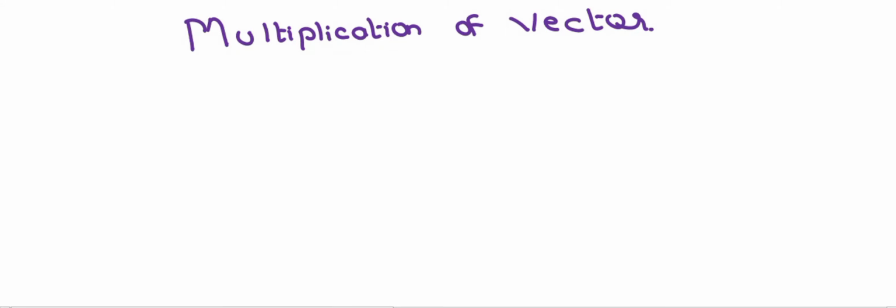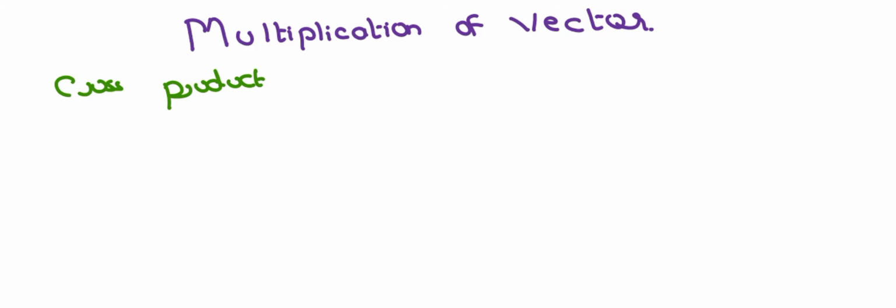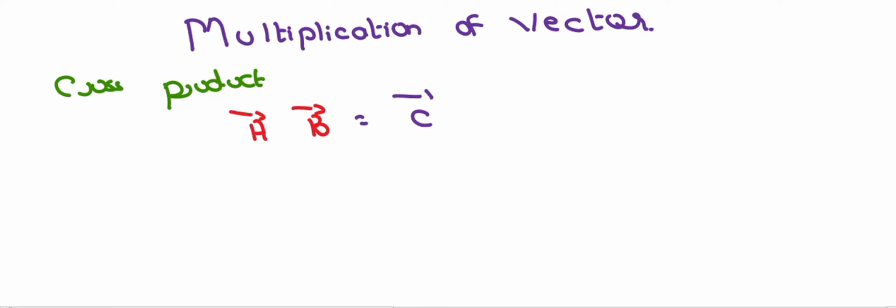Hello everyone, in this video we are going to talk about the multiplication of vectors, and the topic is cross product. Let's suppose we have two vectors, a and b, and we are multiplying these two vectors, and the answer gives us a vector quantity. This type of multiplication is known as the cross product or the vector product, and we put a cross between these two vectors.